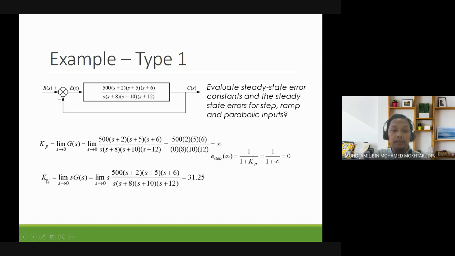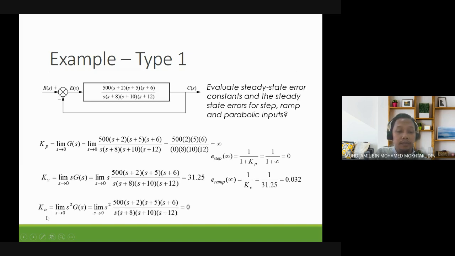And for ramp input, the steady state error becomes... for Kv, the steady state error for ramp input is 0.032. And lastly, for Ka, you get 0, and the steady state error is infinity.